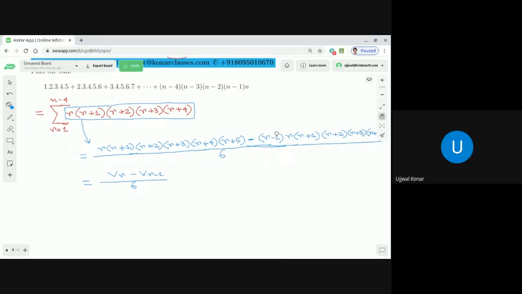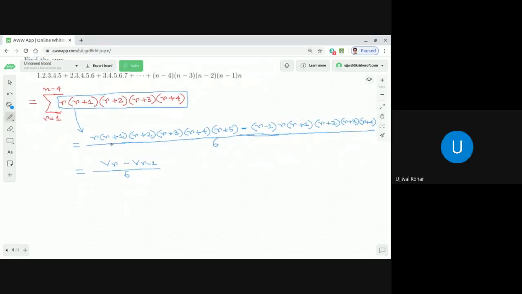So then, dear students, what did we achieve? We achieved something like this. From here, what we are going to get is that this is nothing but V_r minus V_(r minus 1), divided by 6.